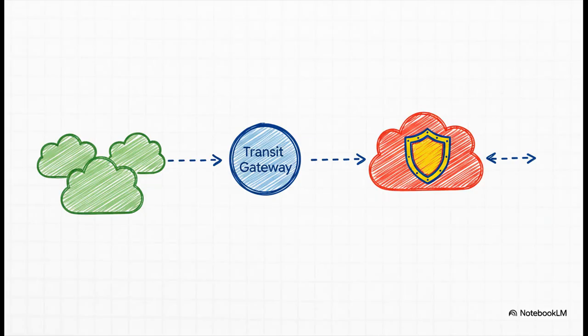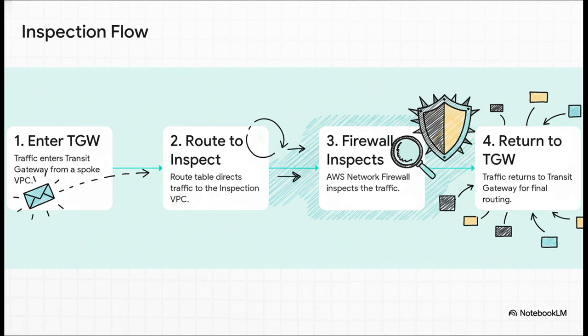Pretty cool, huh? Now, a super common scenario you'll see on the exam is this idea of a centralized inspection VPC. The whole point here is to force all your network traffic, or at least certain kinds of it, through a single VPC that has security tools like the AWS Network Firewall to check everything out before it goes on to its final destination. The flow is actually pretty straightforward.